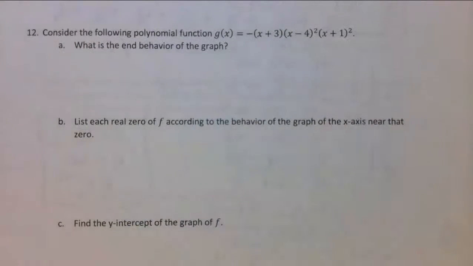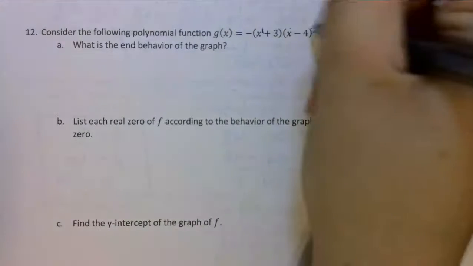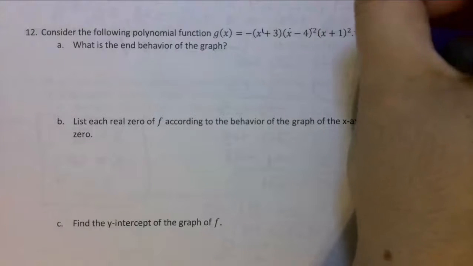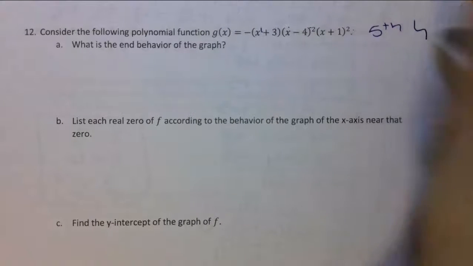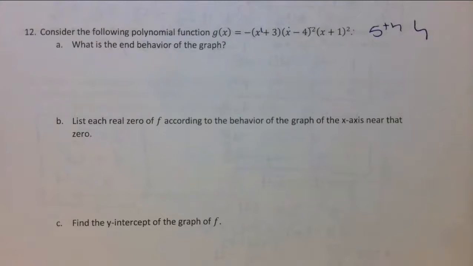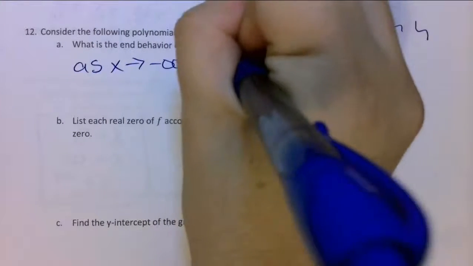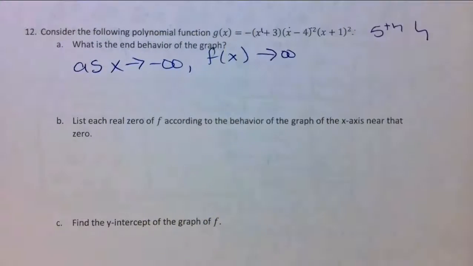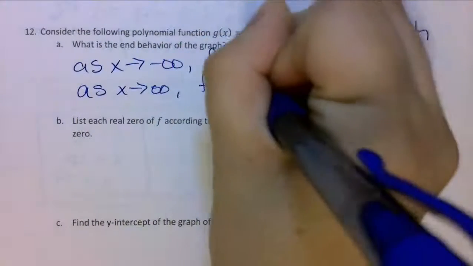Number 12 wants me to consider the end behavior of this graph. I need to figure out what degree it is. I have 1, 2, 2, so it's 5th degree. And again, it's odd, and it's negative, so it looks like this. This one I'm going to write my end behavior out. So as x goes to the left, the graph goes up. Then the second part is as x goes to the right, the graph goes down.